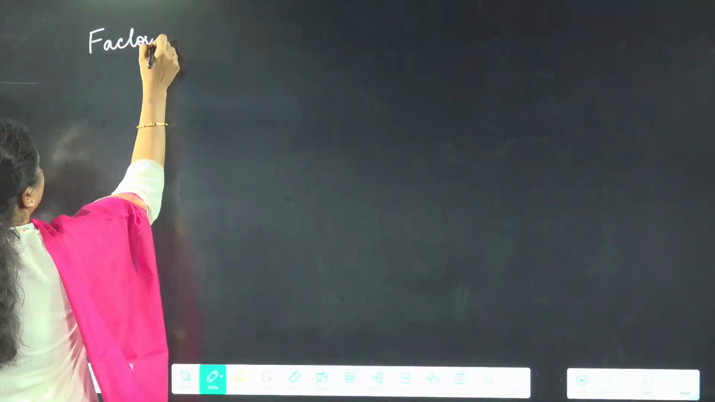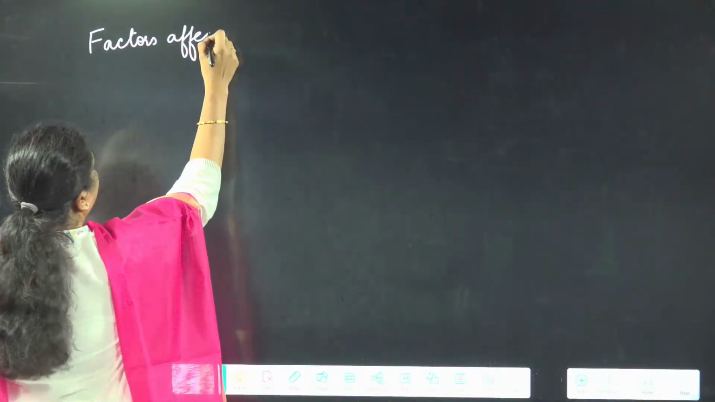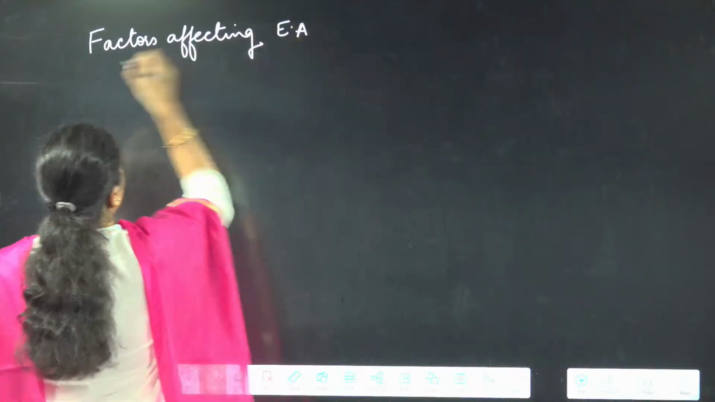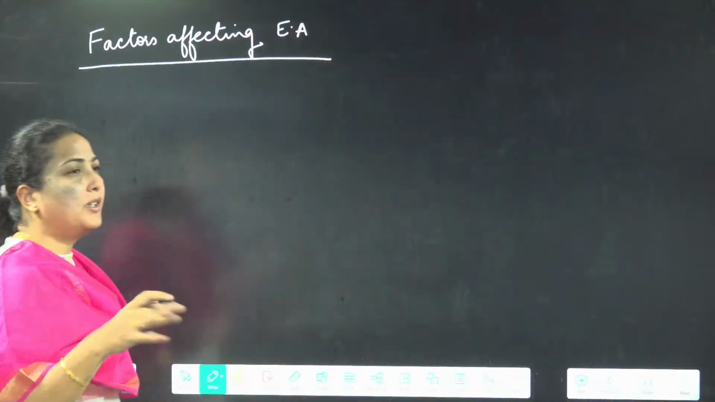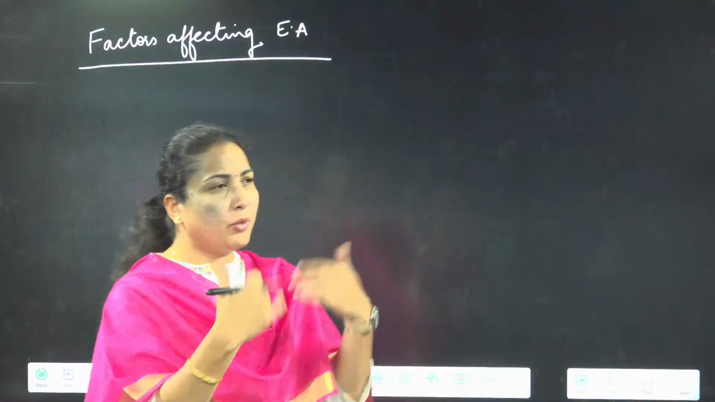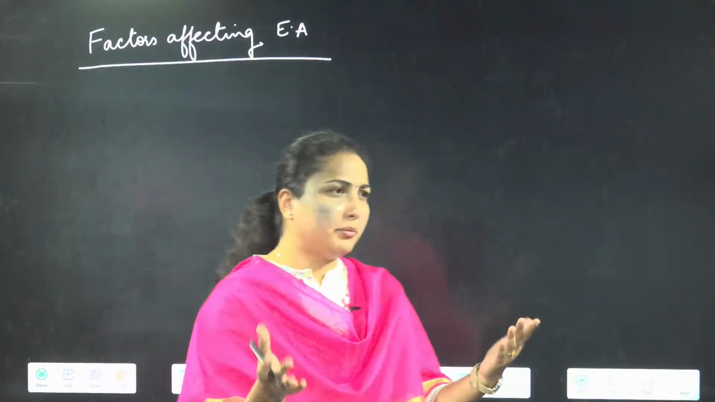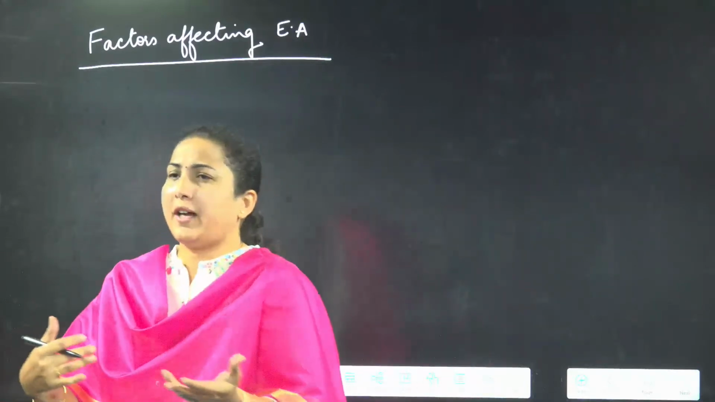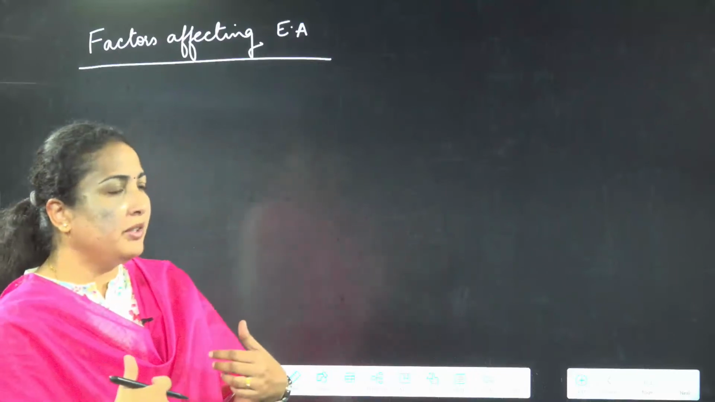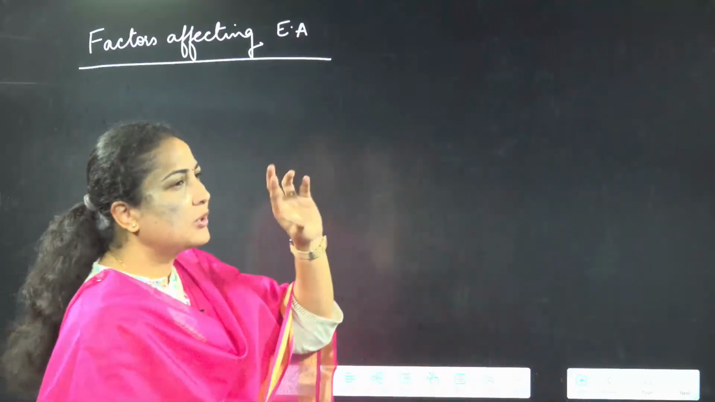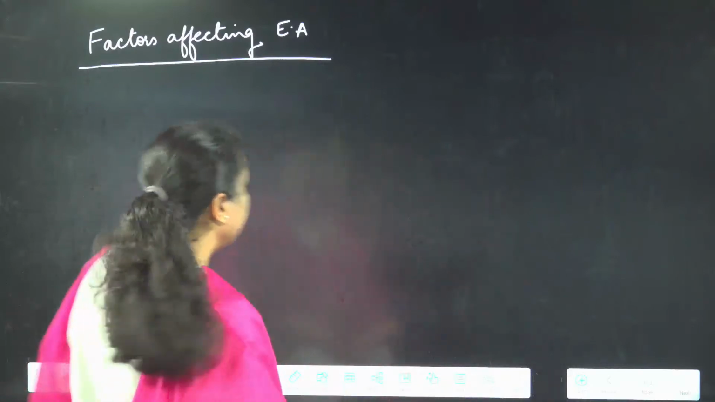Now let us go on to see the factors affecting electron affinity. We are just going to see what those factors are, and I'm not going to talk about electron gain enthalpy because you understood that, right? It becomes much easier to understand any factor in terms of whether it will help in gaining that electron or not. So we are going to focus on factors affecting electron affinity.